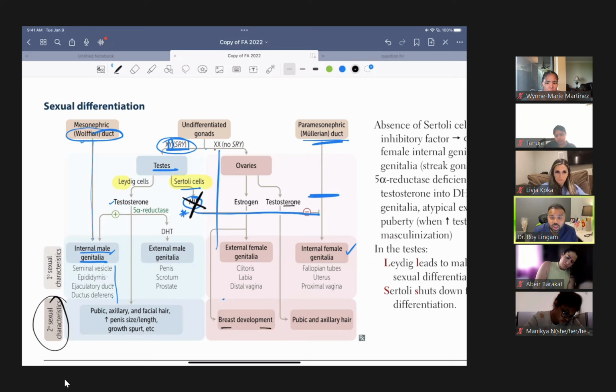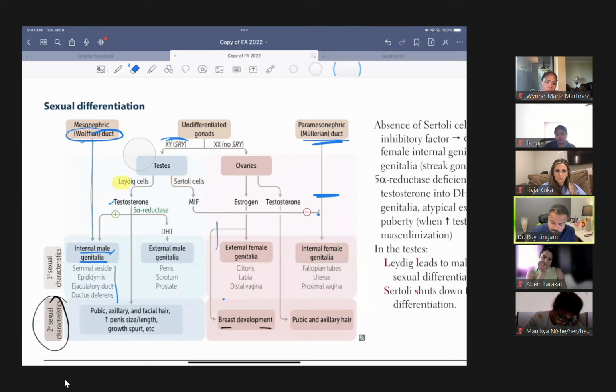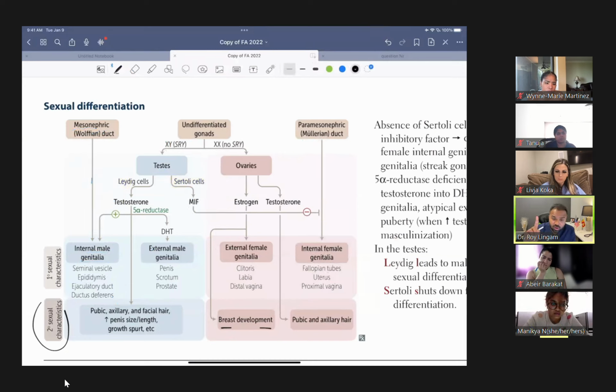There are medical conditions where they did not develop MIF. So what do you think will happen? Outside, they look like a male, but they will also have all the internal female structures. Is that clear, folks? Because the Wolffian duct is developing those. Okay, so you have to know the basics, folks, here. What we have done so far is your primary sexual characteristic. From the beginning, what we develop is called primary sexual characteristic, folks.